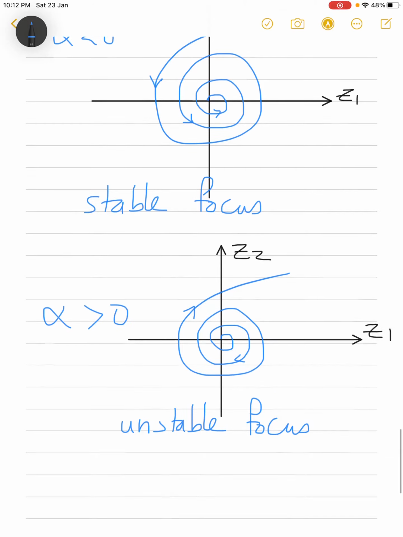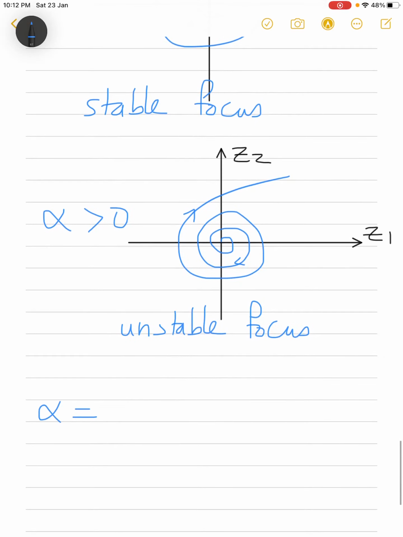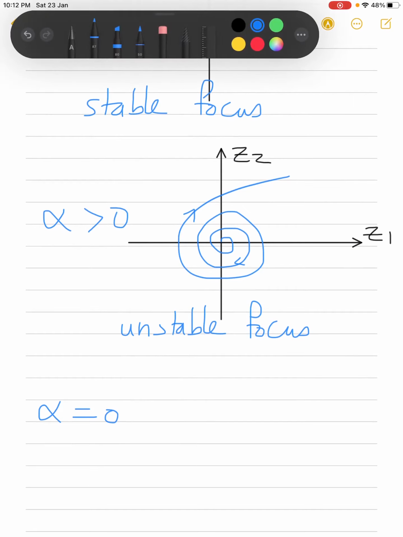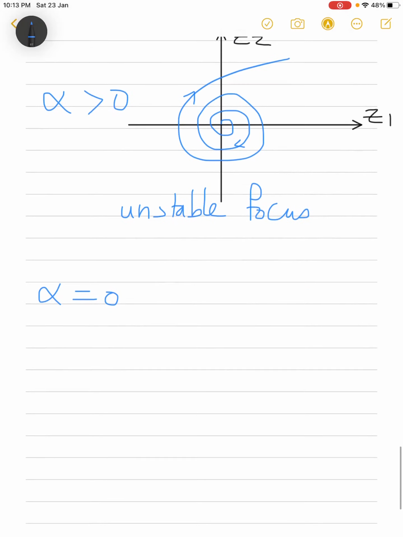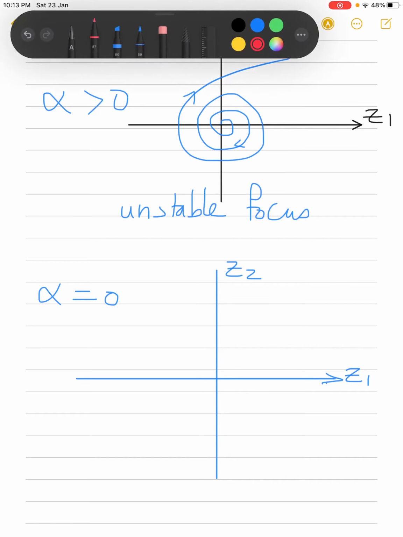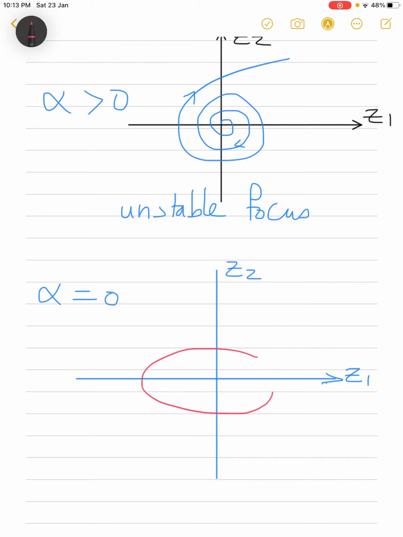If alpha equal to 0, in that case we will get a set of closed curves in the z1, z2 plane. This plot, this is z1 and z2. In that case we will have a series of closed curves, and we call that center.